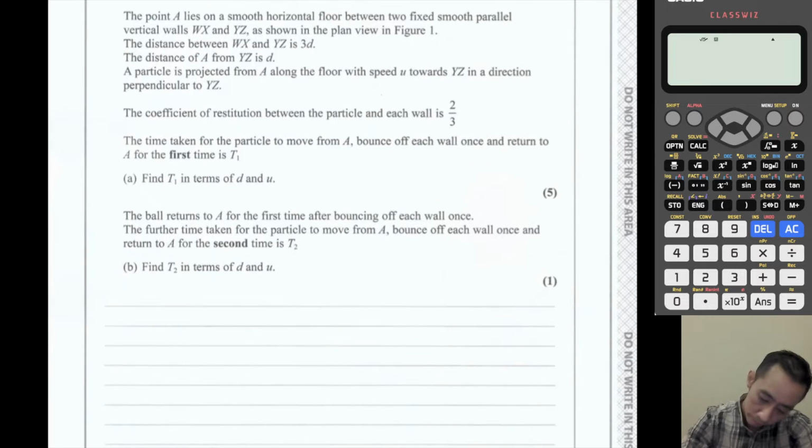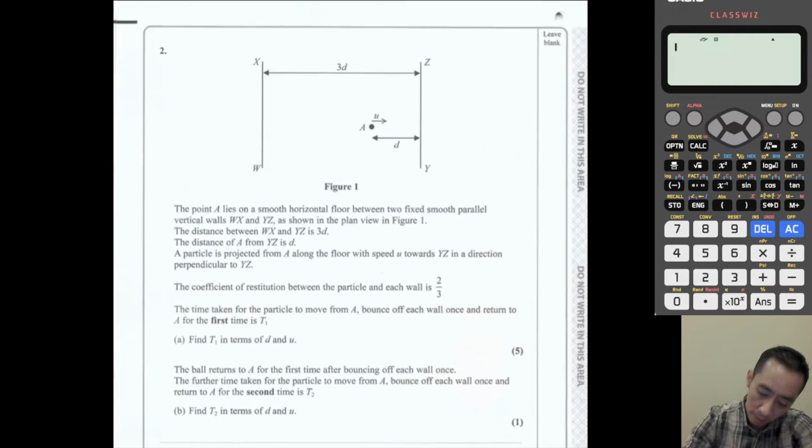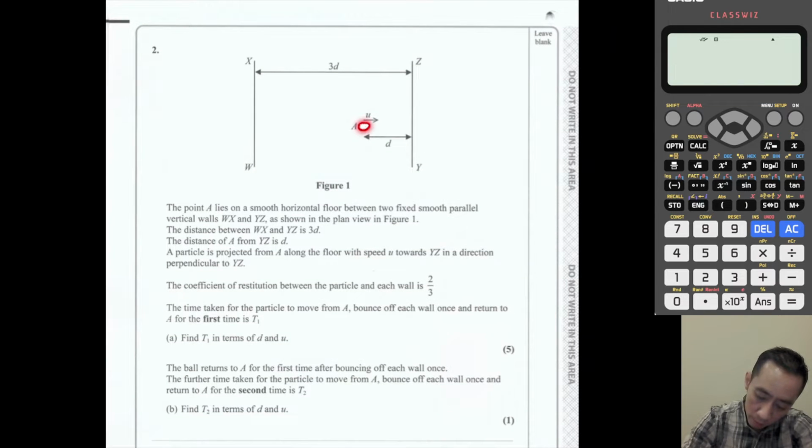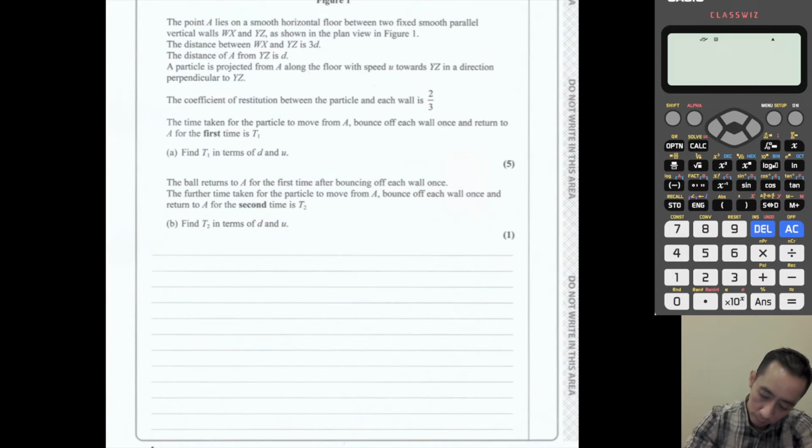Now, the time taken for the particle to move from A, bounce off each wall once and return to A for the first time is t1. So it means the particle moves from here over to the wall, and after that, moves to the wall WX, and then moves back to point A. The time taken is t1. Now, for part A, we are asked to find t1 in terms of d and u.